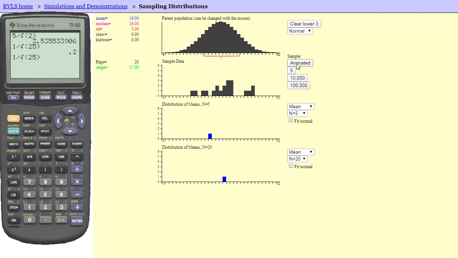Now I'm going to animate it again so we can see that one more time. So I'm taking 5 blocks out of this box, putting the average there, and then taking 20 blocks. I'm going to put the average down here because here I'm finding the mean when there's 20 and here I'm finding the mean when there's 5.